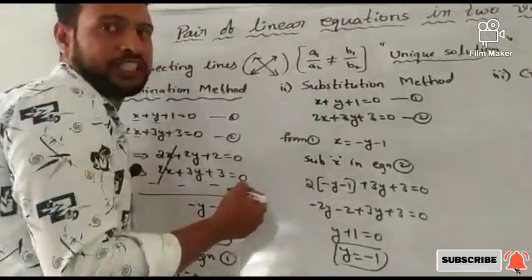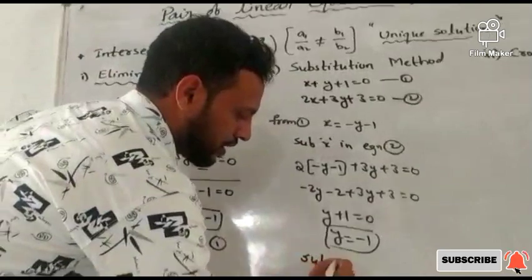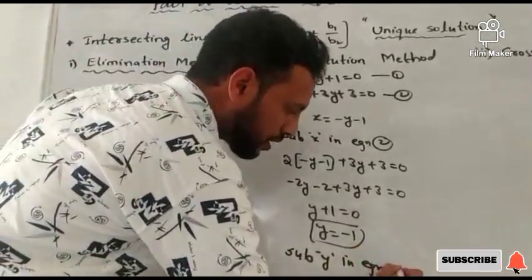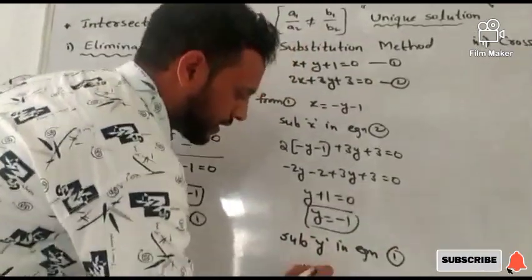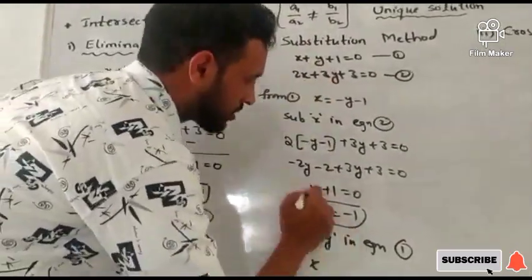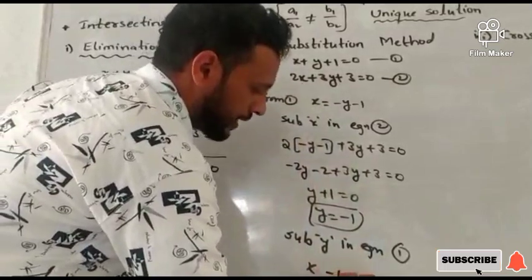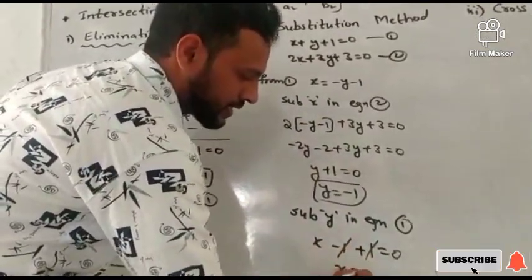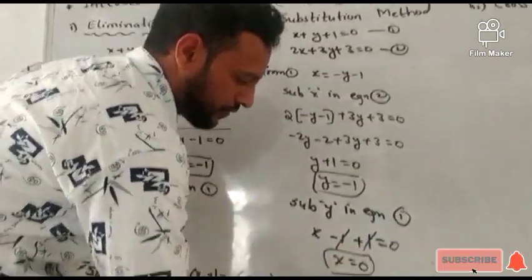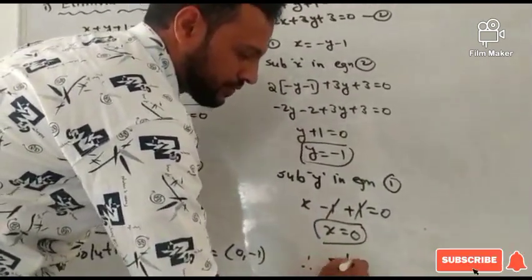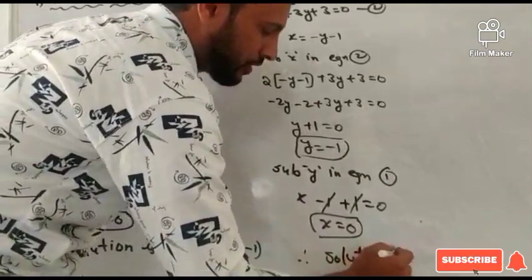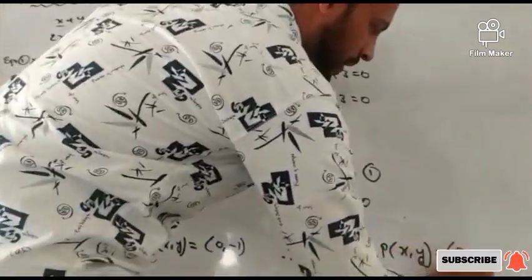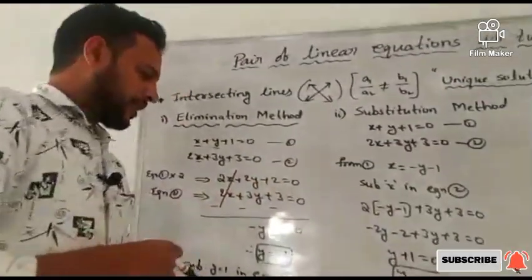So I am going to the first equation again. Substitute y in equation number 1. So x, y value how much here? x minus 1 plus 1 is equal to 0. Minus 1 and plus 1 get cancelled, x is equal to how much? 0. Therefore the solution, that unique solution or point of intersection P(x, y) is equal to how much? 0 comma minus 1. Okay.